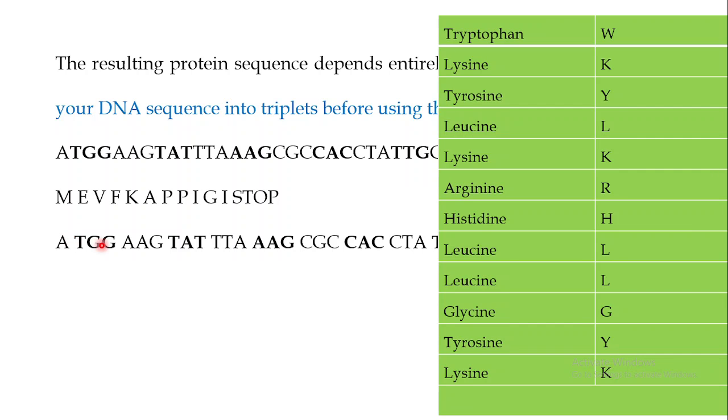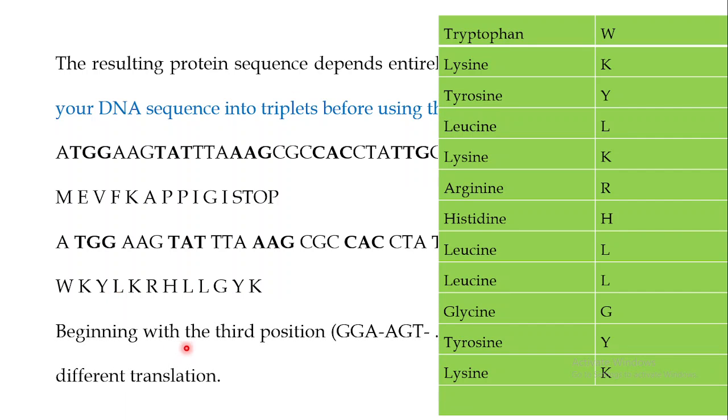If you look at this particular sequence, the amino acid sequence that you are going to get is, the first one would be tryptophan, the next one would be lysine, the third one would be tyrosine, the fourth one would be leucine, and so on. What this means is that it is very important to identify where to start making the codons, because if you are making different codons, you are going to get a very different kind of amino acid sequence. For example, if you start from the third position, like from the G over here, you will be getting GAA and so on. That means again you will be getting a very different kind of protein.